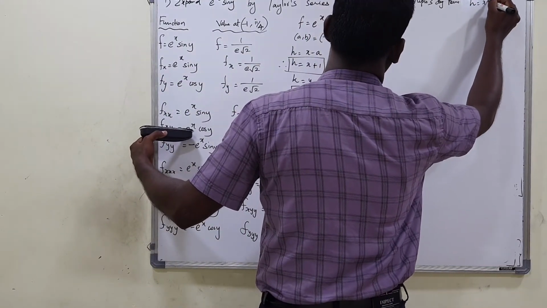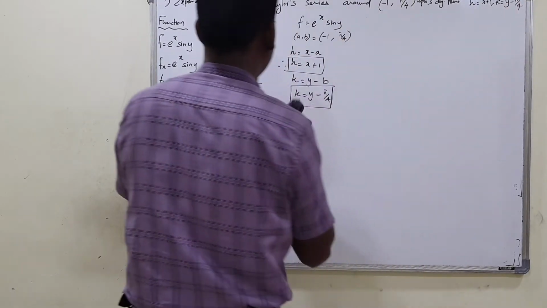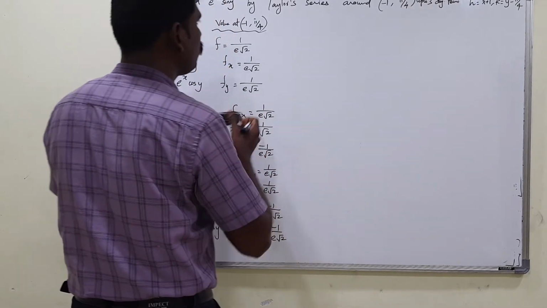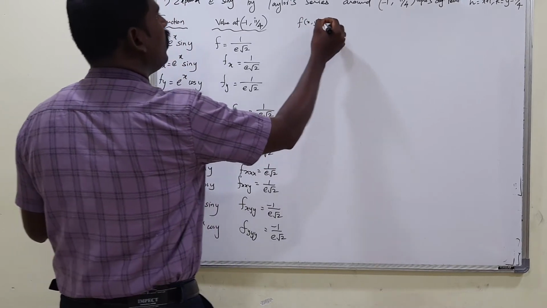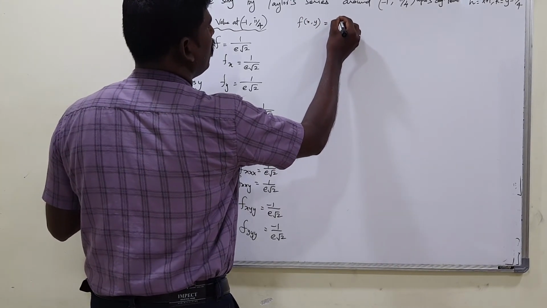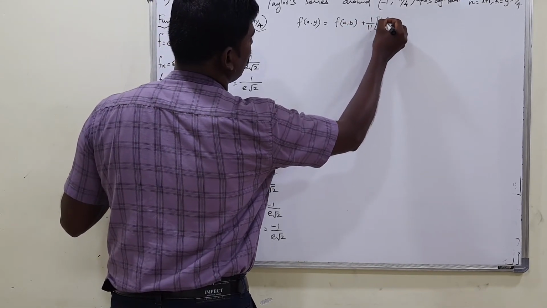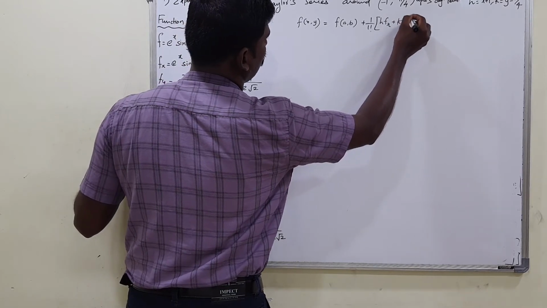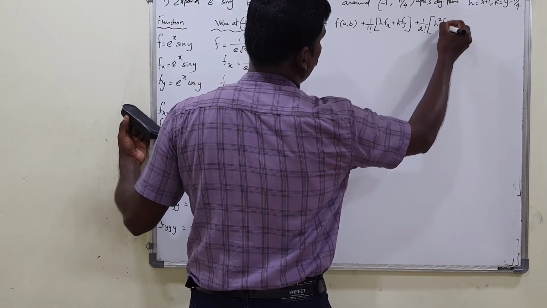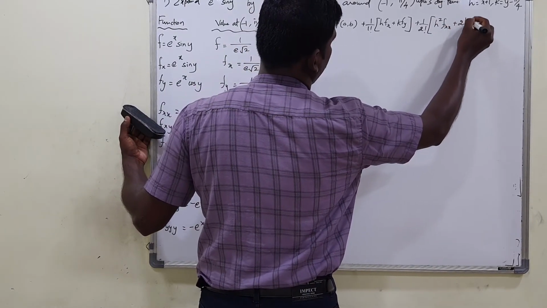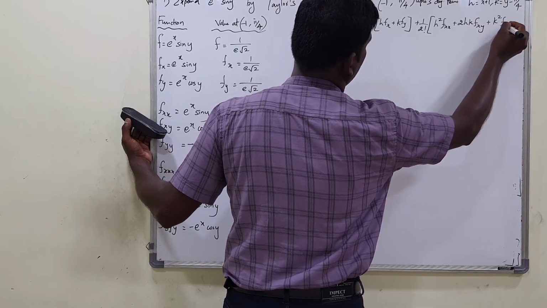h is x plus 1 and k is y minus pi by 4, isn't it? Right? So the Taylor series of the function f of x comma y at a comma b is given by f of a comma b plus 1 by 1 factorial into h into fx plus k into fy, plus 1 by 2 factorial into h square into f double x plus 2hk into f xy plus k square into f double y.